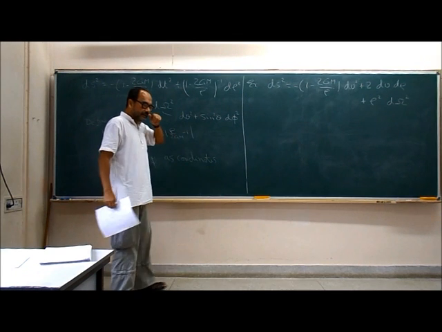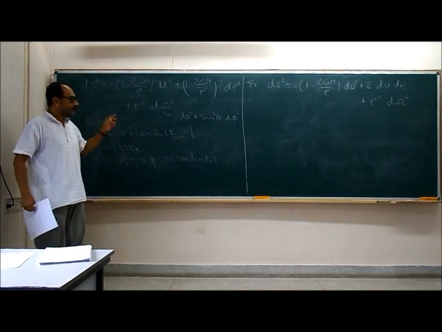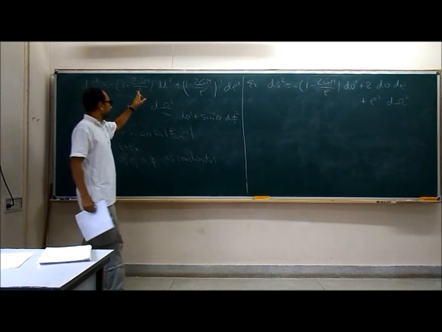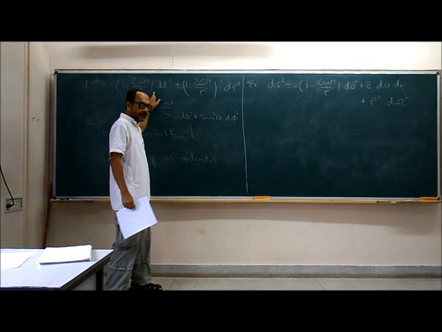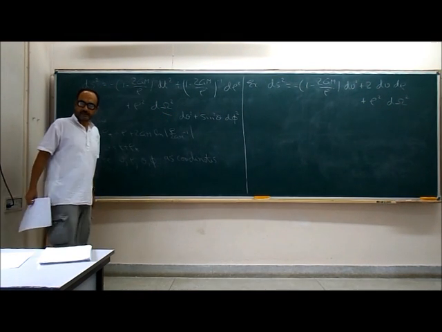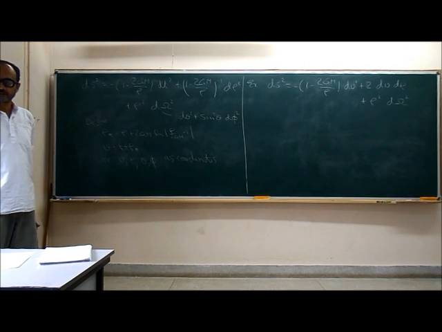Because the signature counts how many positive and how many negative eigenvalues we have, right? So if rho is less than 2GM, it's a perfectly valid solution because this changes from minus to plus, but this changes from plus to minus. Sir, can we not discuss with this metric, the initial metric, what happens when rho is equal to 2GM, right?